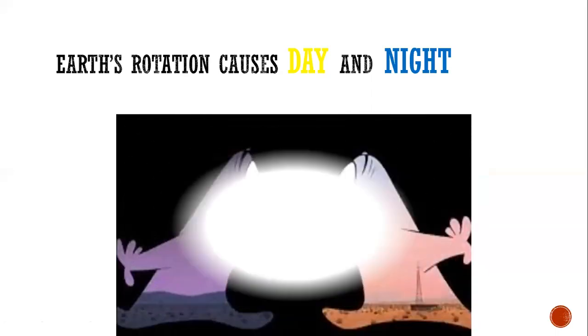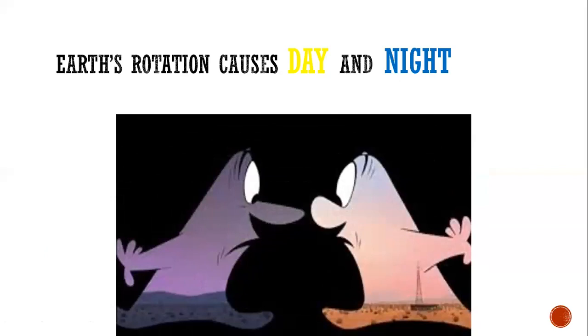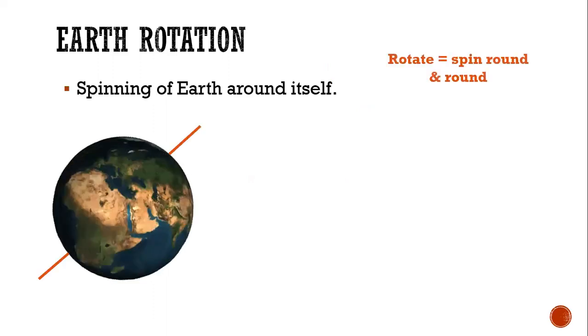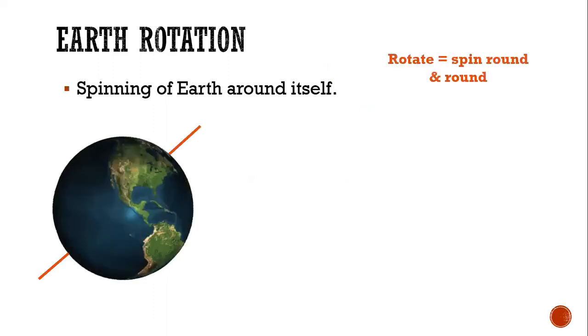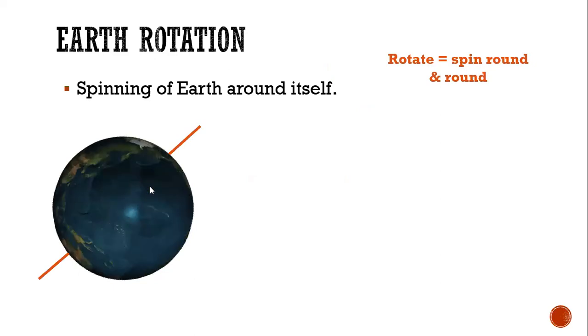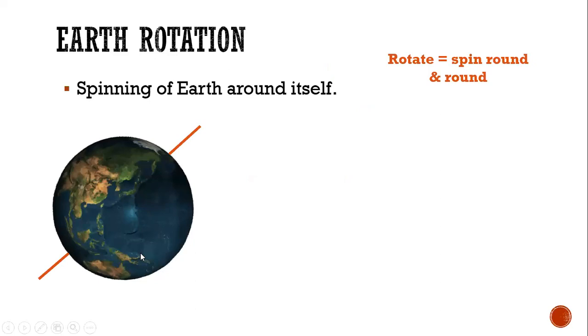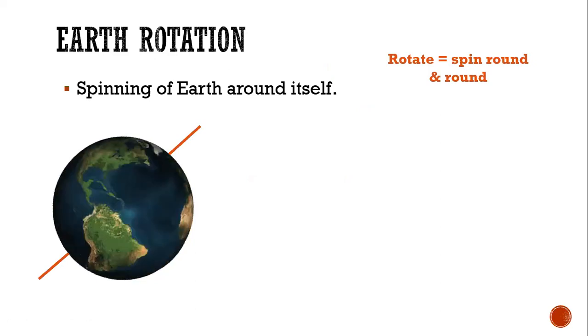What does it mean by this? This means that this is the day, where you can see the sun's light, and this is the night, where you can see the darkness. What does it mean by the Earth's rotation? It means that the Earth is spinning around itself. It means that it is moving around itself. Can you see how the Earth is moving around itself? I know this is something new for you to know. So what does it mean by Earth rotation?